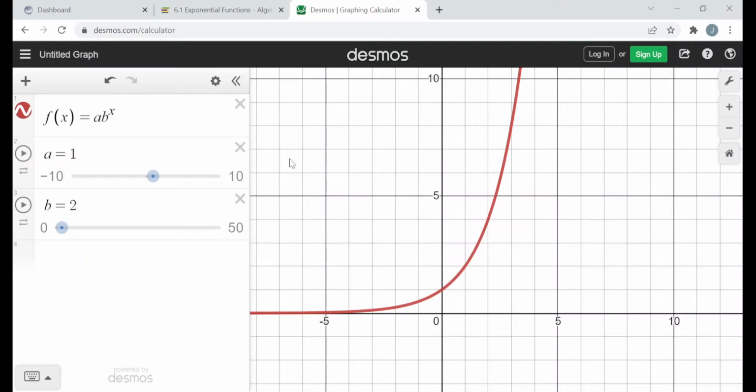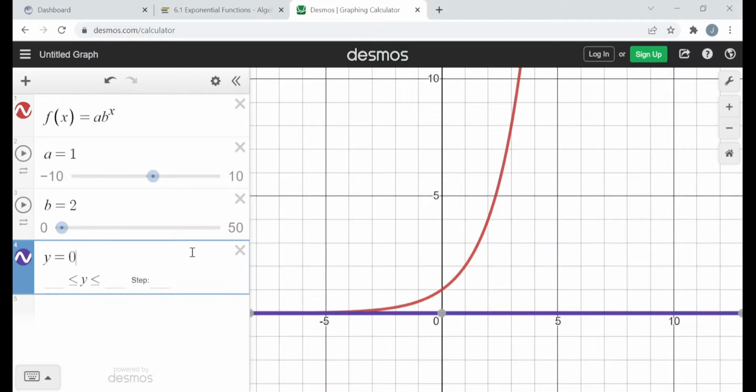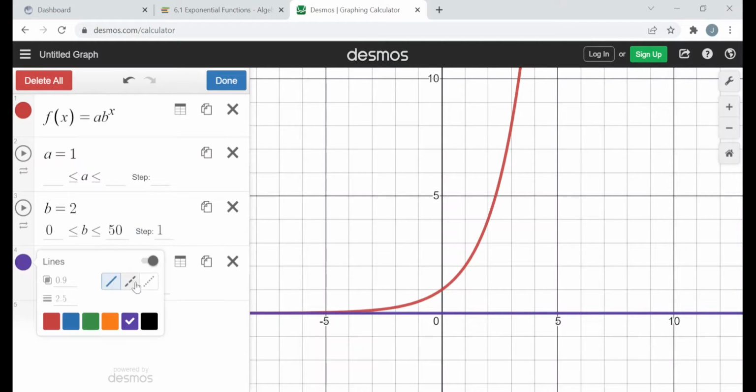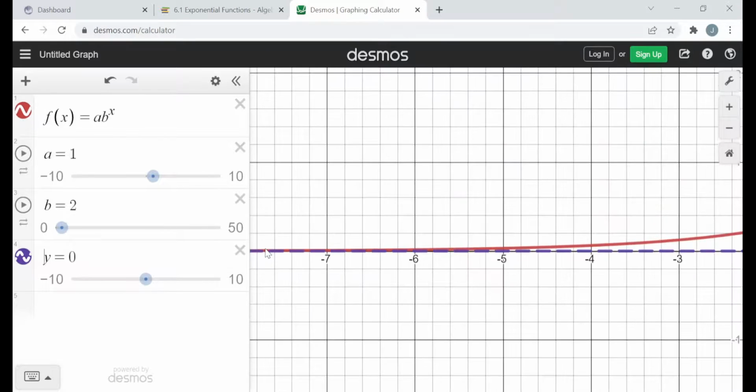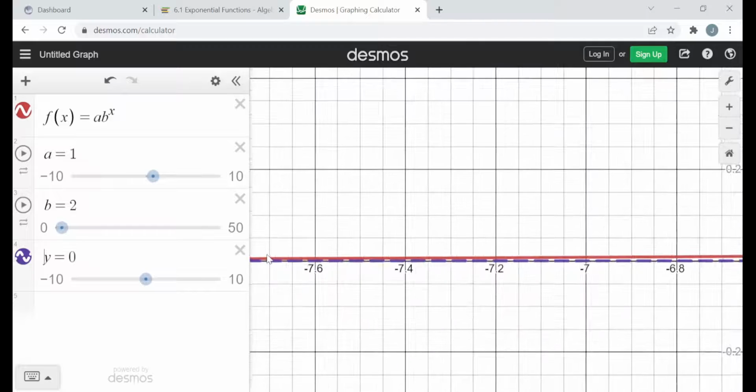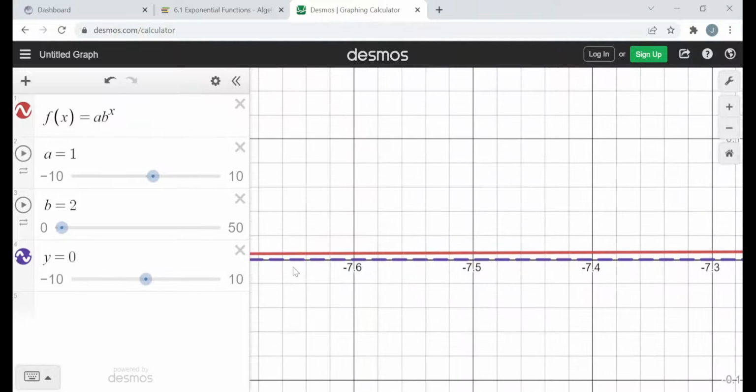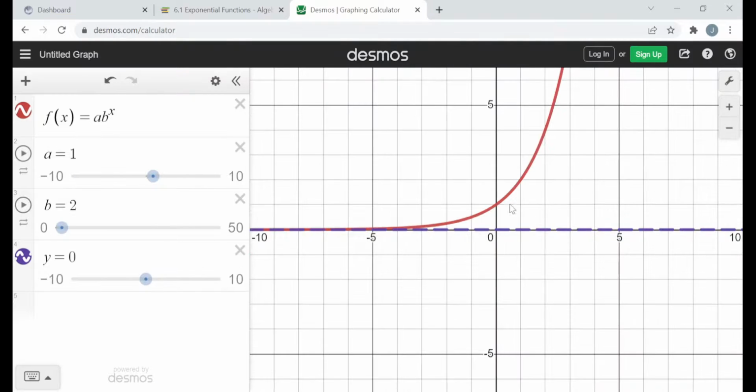Alright, and let me put in the y equals 0 as well. That purple line, I'll make it a dashed line, so it's not really there, but you can see it. Alright, the x-axis. And you see on the left end, the graph is approaching it. The output is actually never equal to 0. See that red line, the red graph is above the purple dashed graph as you move to the left. I mean, it looks like it's touching, but if you zoom in close enough, it's not.